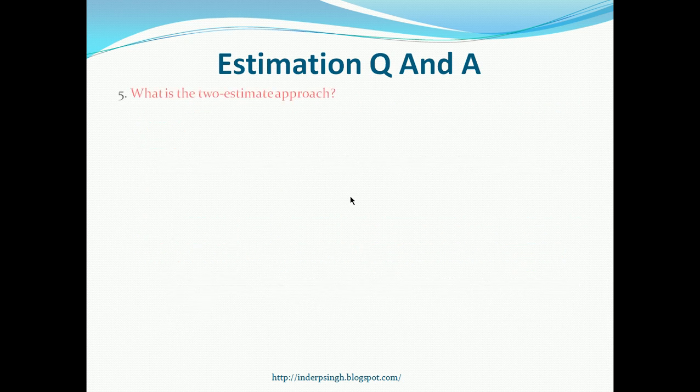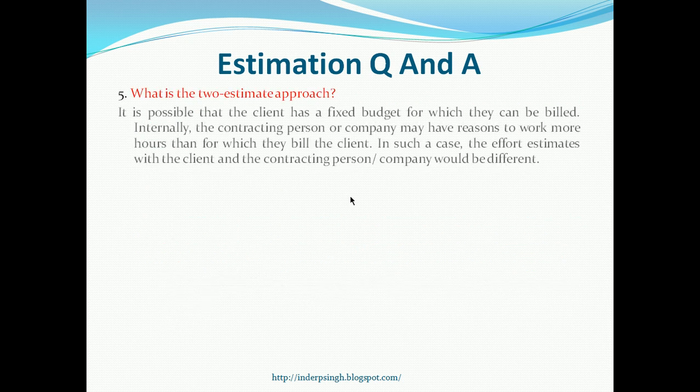Next question is, what is the two estimate approach? Sometimes we have to use a two estimate approach. Let us say the client has a fixed budget and there is not something we can do about it. So the contracting person or company may have reason to work more hours than for which they are billing. Maybe it's a first project and they just want to create a rapport with the client. So in that case they can work with two effort estimates.